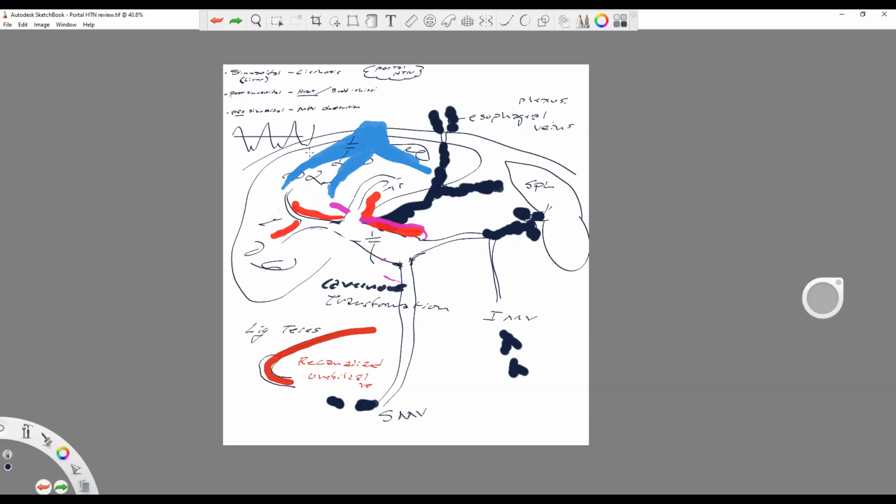With pre-sinusoidal, if it's long-term, if it's chronic, other blood vessels will have been recruited in the area to fill the void, and instead of seeing a main portal vein, you will see multiple small vessels feeding the liver instead of one large vessel feeding the liver.